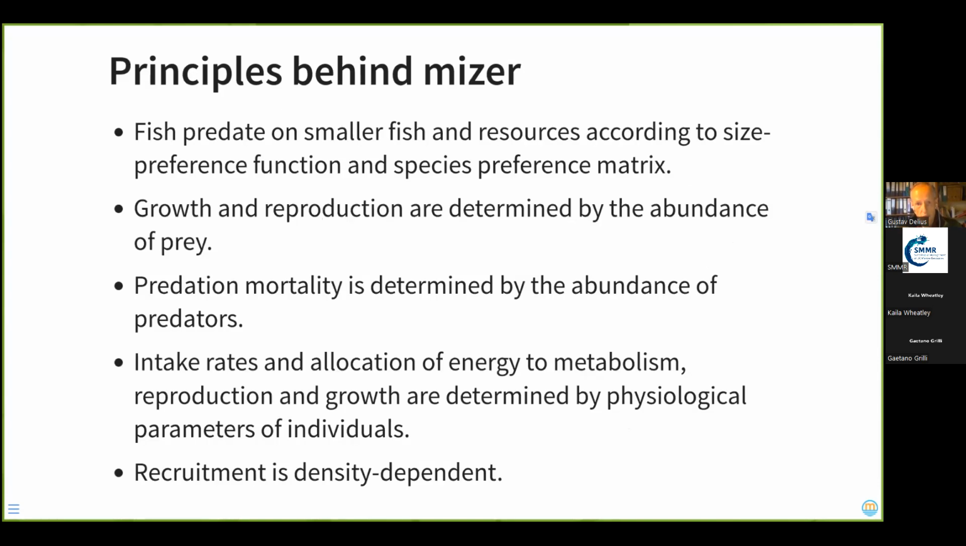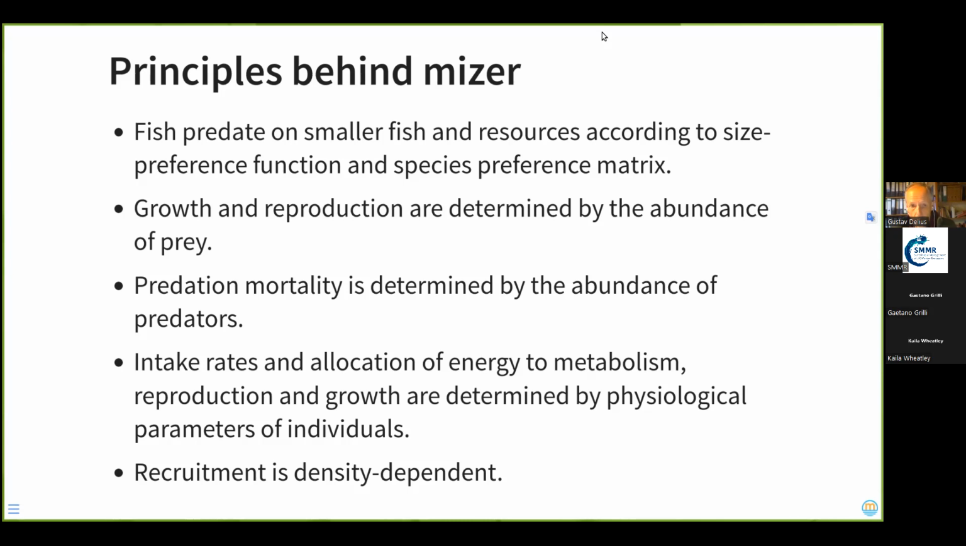So how do we know what these size spectra look like? There is some sort of a mechanistic understanding of the fish behind this. So let me talk through the important principles. First of all, the fish predate on smaller fish and on the resources of plankton, for example, according to a size preference function and a species preference matrix. So when you set up a model, you need to specify these feeding preferences of the species.